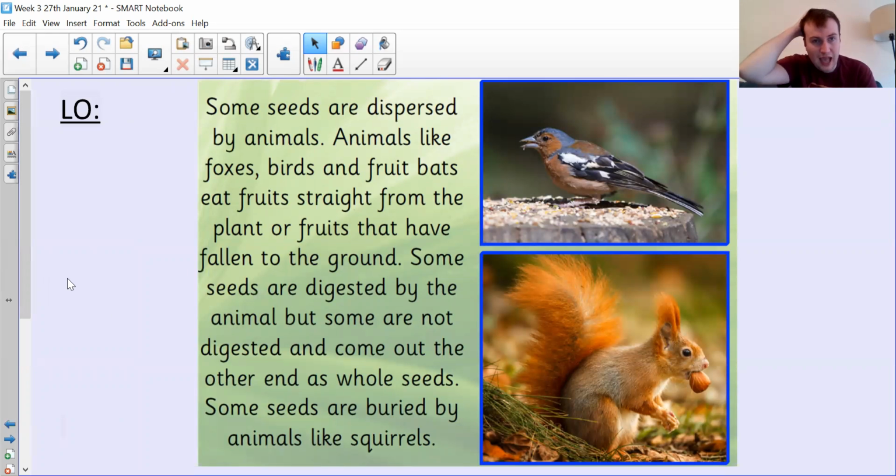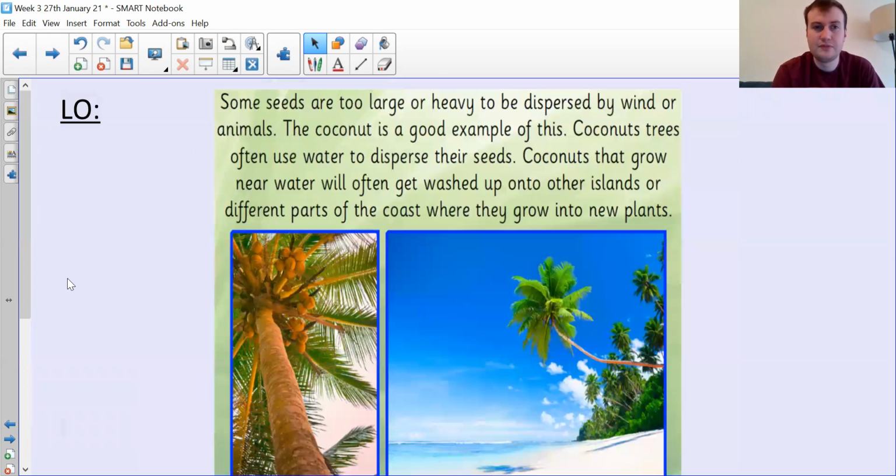Some seeds are dispersed by animals. Animals like foxes, birds, bats, they all eat fruits straight from the plant. They take it from the plant and eat it, or they take them when they fall onto the ground. Some seeds are digested by the animal, but some aren't and come out the other end as whole seeds. Some seeds are buried by animals like squirrels as well. So there are lots of different ways for animals to spread those seeds around.